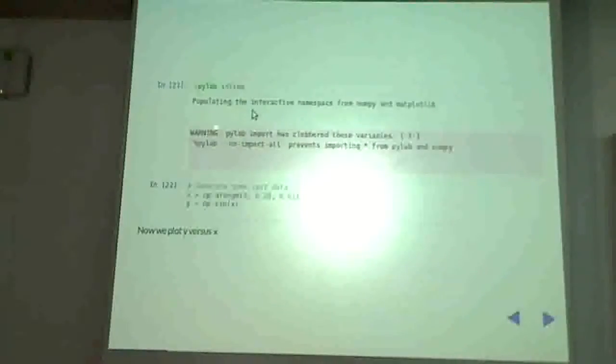It even warns me that there was some variable that I had defined which was called f, and that got clobbered, which means it got overwritten by some other variable f coming from Pylab. So that's okay. For now, we are going to ignore it.